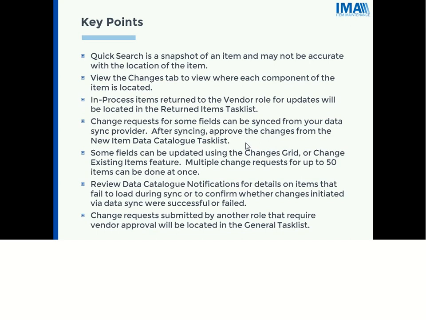In-process items returned to the vendor role for updates will be located in the Returned Items task list. Change requests for some fields can be synced from your data sync provider. After syncing, approve the changes from the New Item Data Catalog task list. Some fields can be updated using the Changes grid or Change Existing Items feature. Multiple change requests for up to 50 items can be done at once.